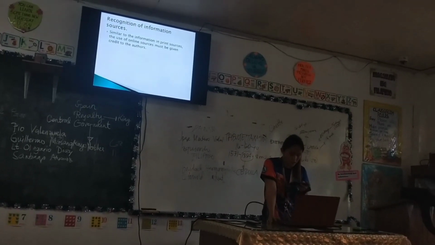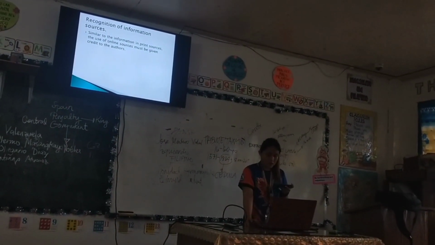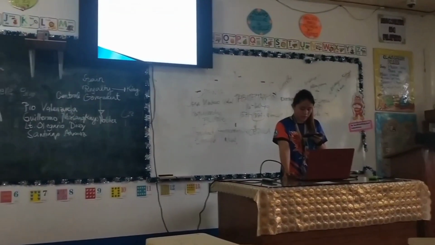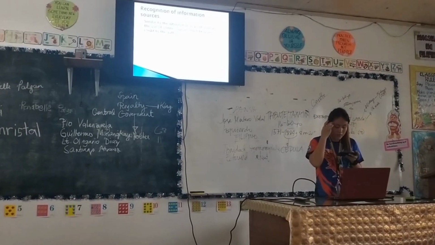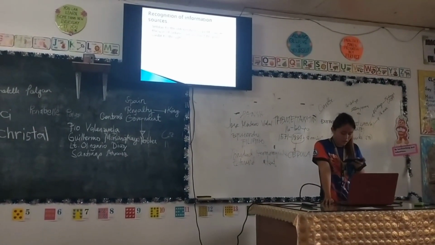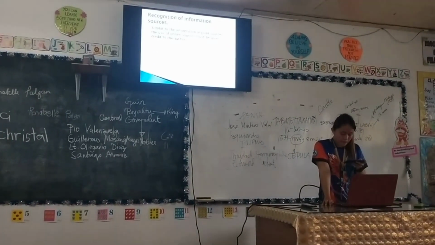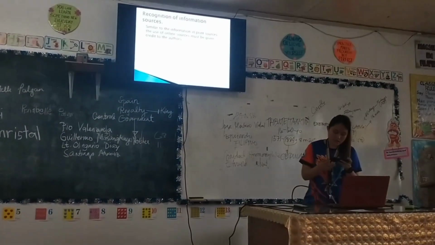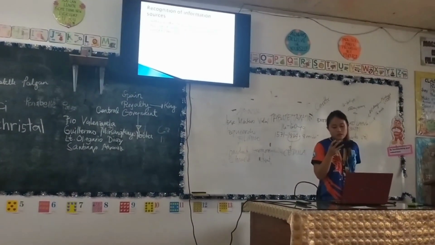Recognition of information sources. Similar to the information in print sources, the use of online sources must be given credit to the authors. This can be done by applying proper referencing and citation procedures that would get rid of risks, consequences, and legal implications because of the copyright issue, which means that the ideas and words used belong to the author.